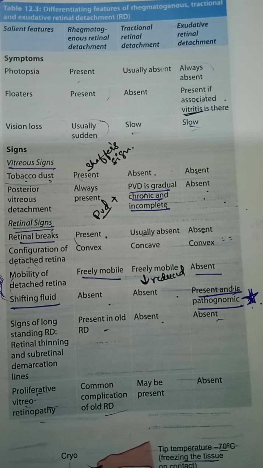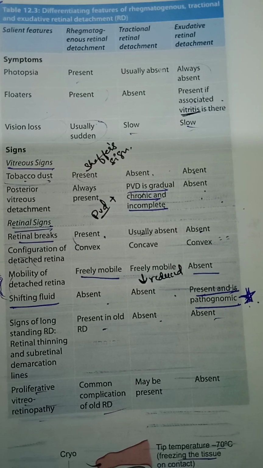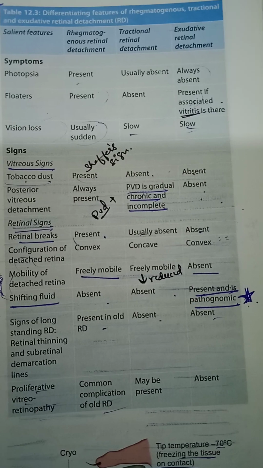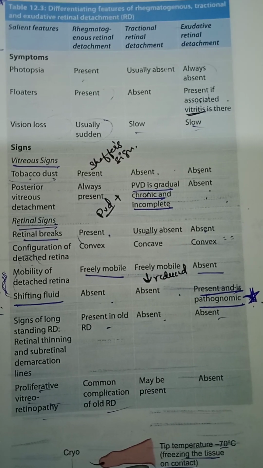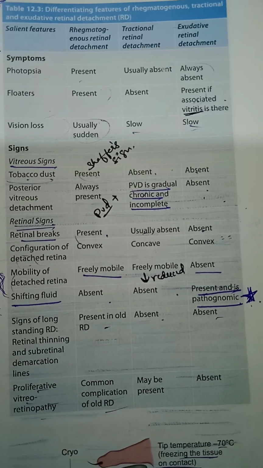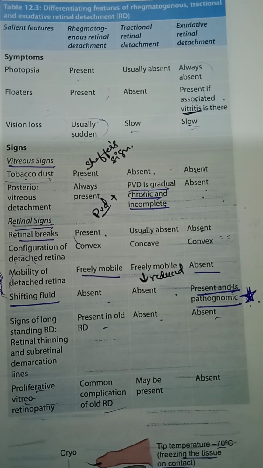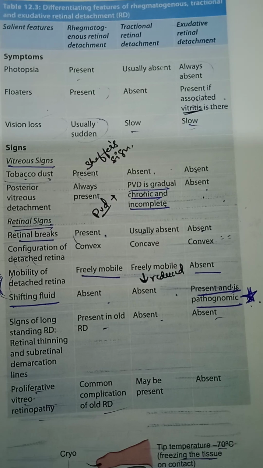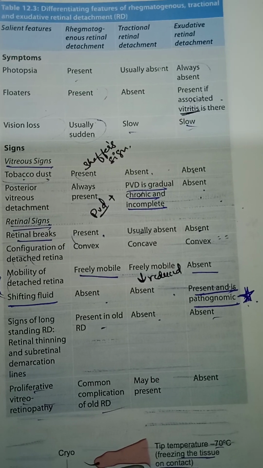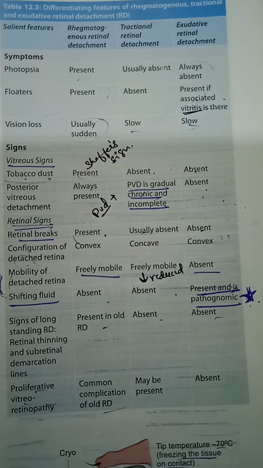The configuration created here will be concave in nature, and all other signs seen in rhegmatogenous retinal detachment are absent. No tobacco dusting appearance, no predisposition of posterior vitreous detachment, and usually no retinal breaks. Mobility of the detached retina is actually decreased, and shifting fluid is absent.